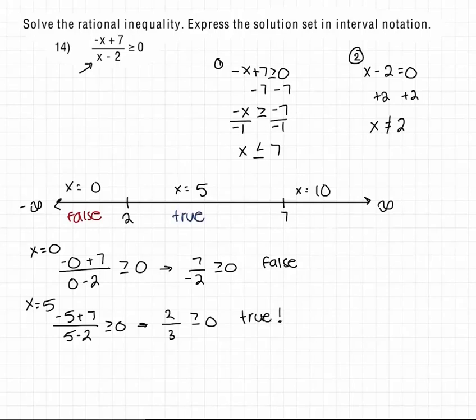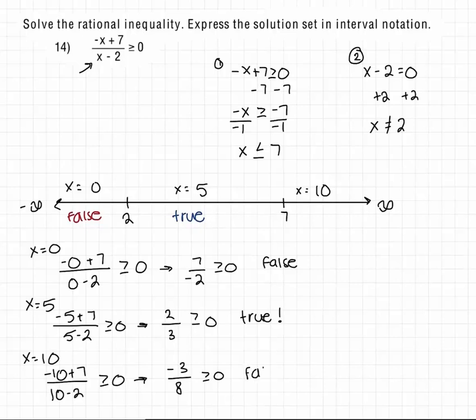Now lastly, we have x is equal to 10. When we plug this one in, we're going to have negative 10 plus 7 divided by 10 minus 2 is greater than or equal to 0. When we reduce it down, we'll have negative 3 divided by positive 8 is greater than or equal to 0. And this yields, again, a negative number, so we know that this is false because a negative number is not greater than 0.